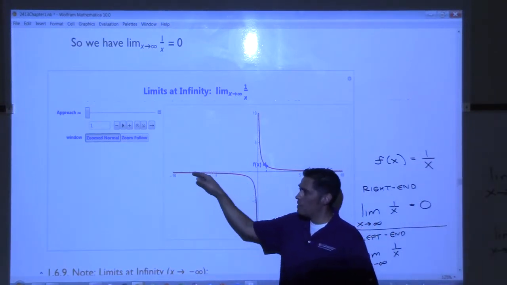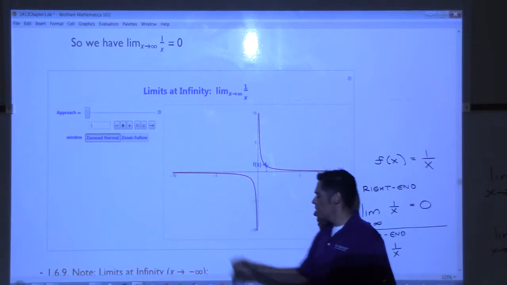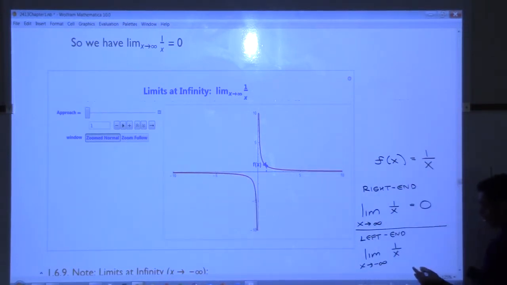All right, now what if we go out this way? Visually, it's headed to 0 again, right? But this time it's coming in from the bottom. And the reason it's coming from the bottom is because as we plug numbers in here, as we go to negative infinity, we're plugging in negative numbers, right? They're getting bigger, which means this ratio gets smaller and heads towards 0 also, right?